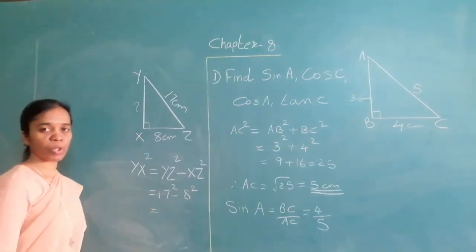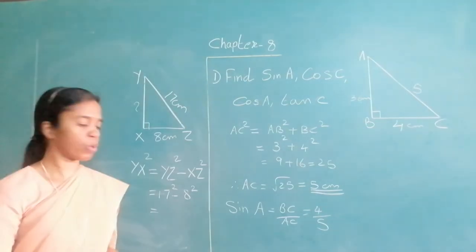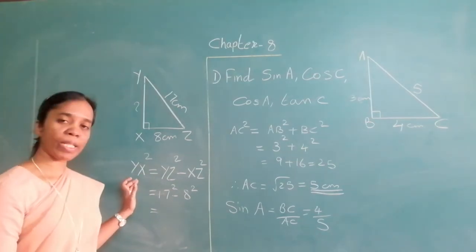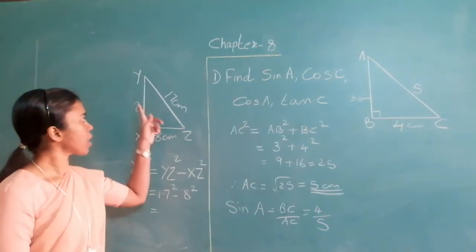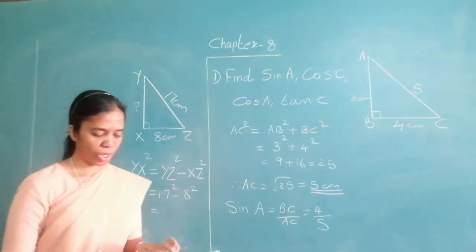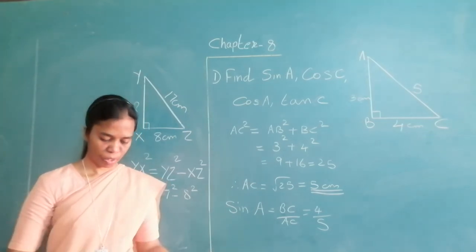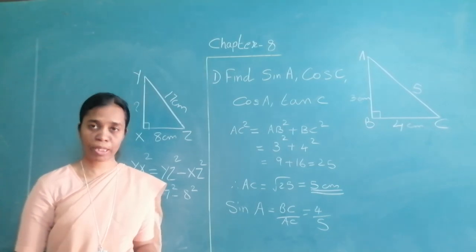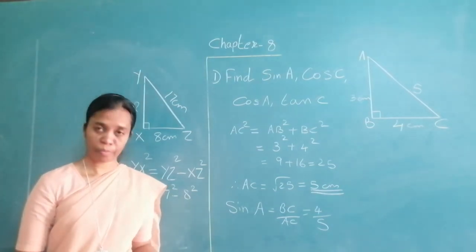How much is 17 square? I suppose you know the squares by heart. Okay, you are supposed to know them. So find out 17 square minus 8 square, that will be YX square. Then find out YX in centimeter. Substitute over here. Then you can find out the remaining ratios over there. I don't think it will be difficult to do. So please complete it. That's all for today.